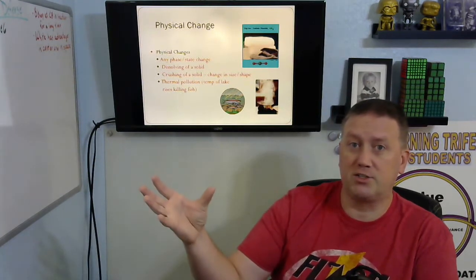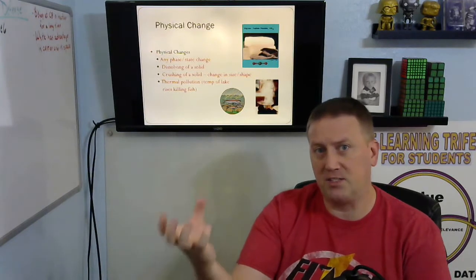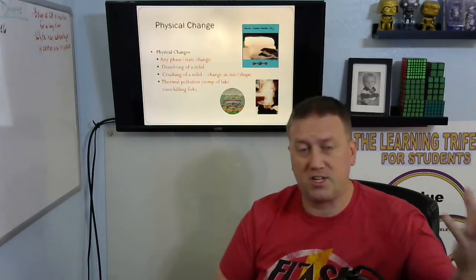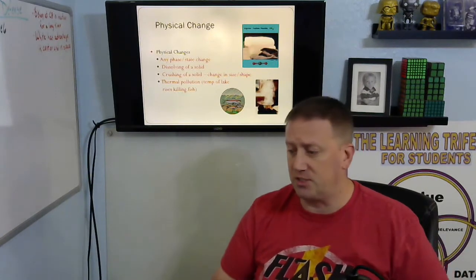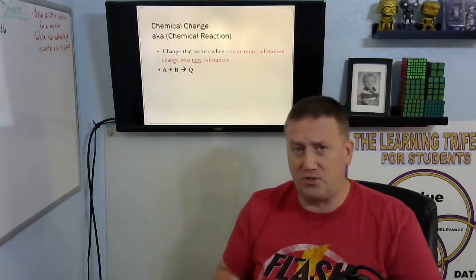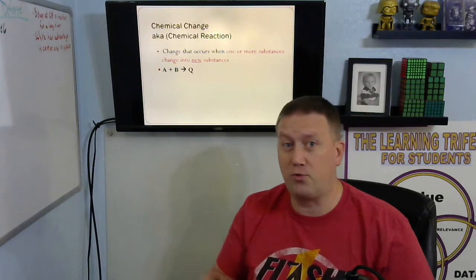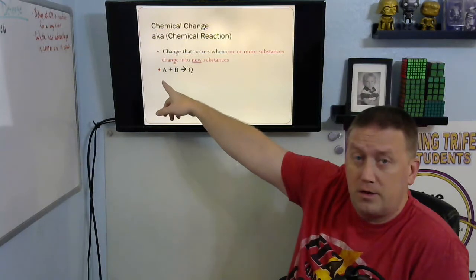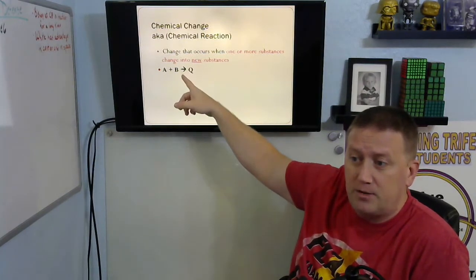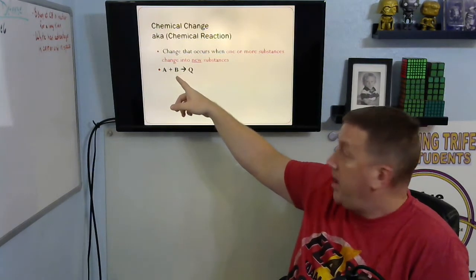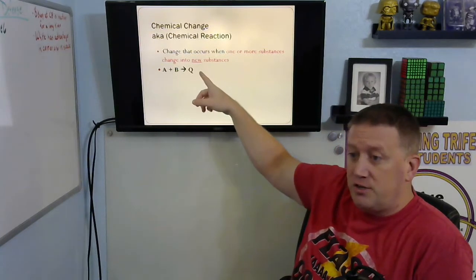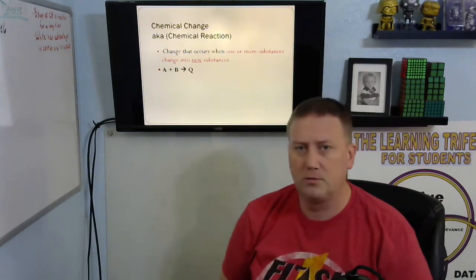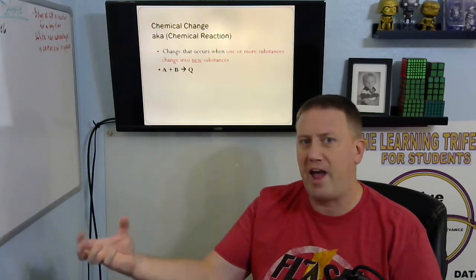With physical changes, the substance remains the same. With a chemical change, the substance becomes a new substance. So let's look at those chemical changes. We have a chemical reaction that occurs. Here, substance A is reacting with substance B, and through that reaction, we have created a new substance, substance Q. So something new has been created.